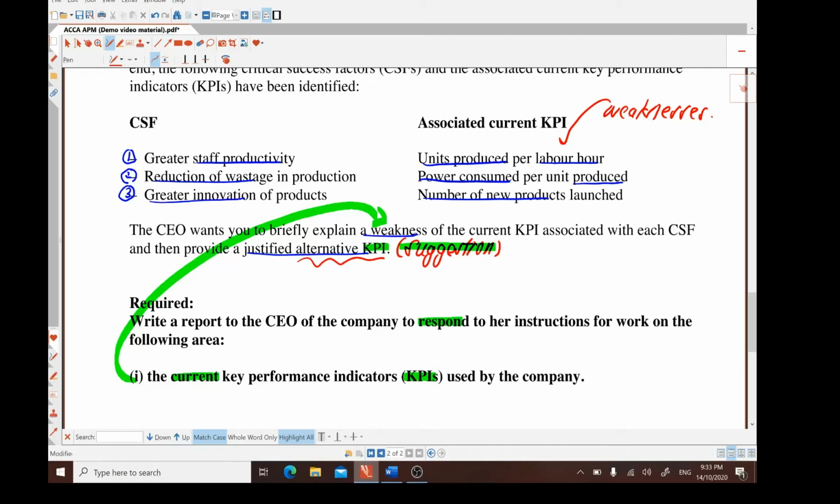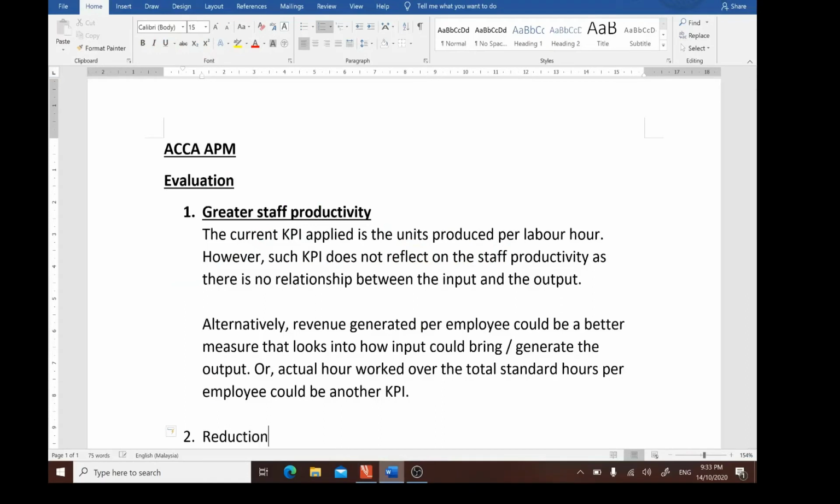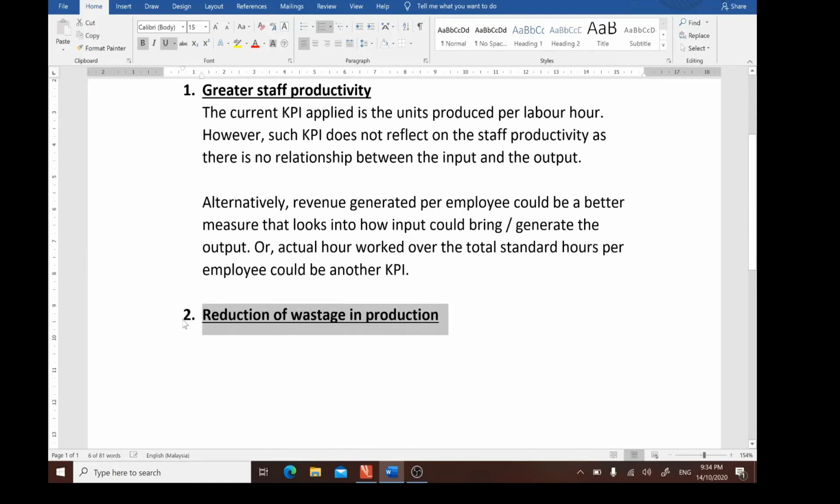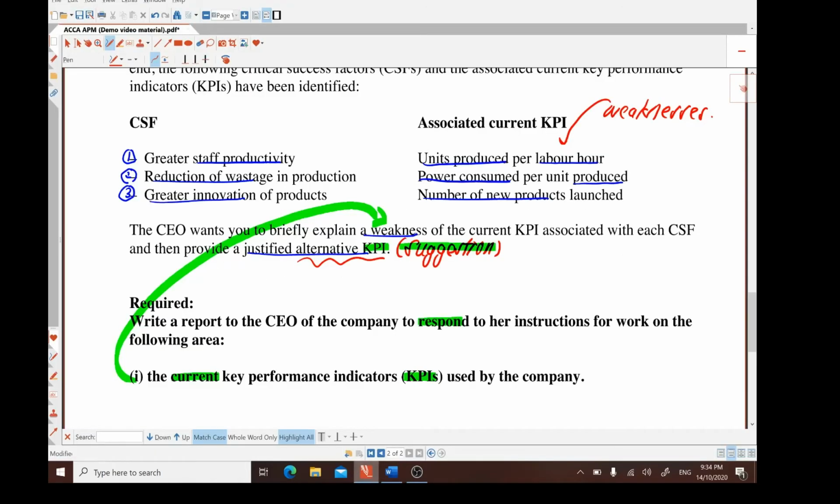All right, so let us see here. Reduction of wastage in production. Again, we foresee that when you look into the reduction of the wastage in production, bearing in mind, what is it all about? We're talking about all resources. Are you bringing in materials? What kind of inputs or ingredients do you need when you run the production? Of course, we have to check what the current KPI is. That's when they use the power consumed per unit produced.